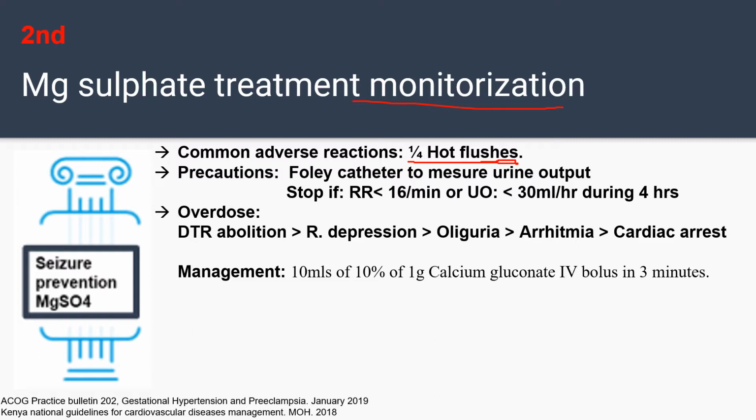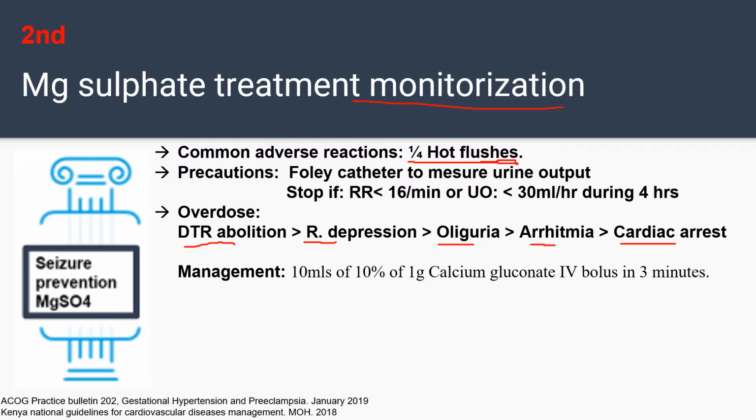The overdose of magnesium sulfate has different manifestations in an order, so we are going to be able to detect them in that order, so we will be able to stop the infusion before the cardiac arrest. The first thing that happens is the abolition of the deep tendon reflex. After that, we have respiratory depression, with a decrease in the respiratory rate and also in how deep the respirations are. Then we have oliguria, like kidney failure, and then arrhythmias, and then cardiac arrest.